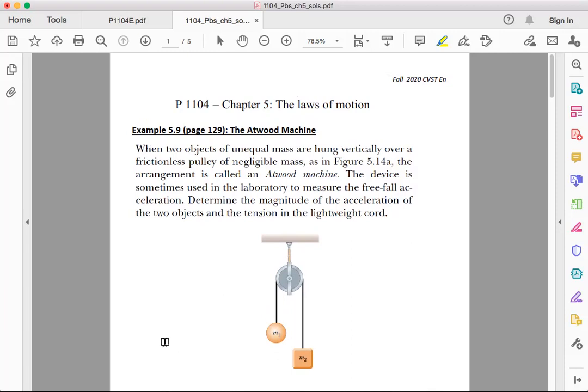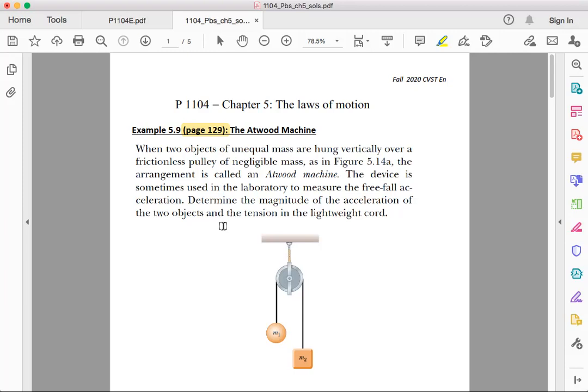So this problem is given in the textbook on page 129 and it's called the Atwood machine. When two objects of unequal mass are hung vertically over a frictionless pulley of negligible mass, as shown in this figure, the arrangement is called an Atwood machine. The device is sometimes used in the laboratory to measure the free fall acceleration. Determine the magnitude of the acceleration of the two objects and the tension in the lightweight cord.